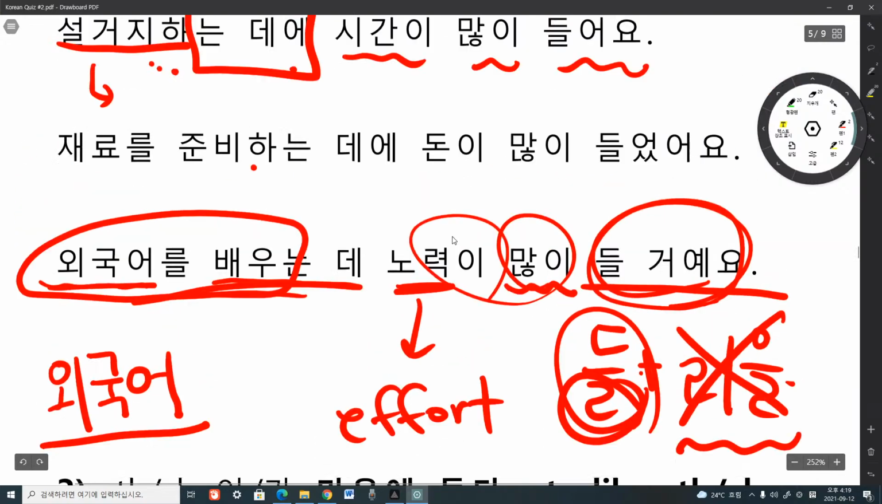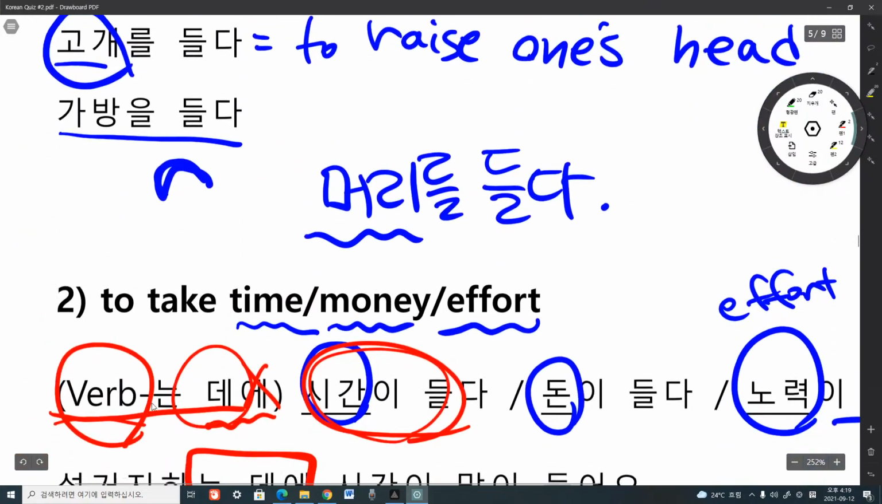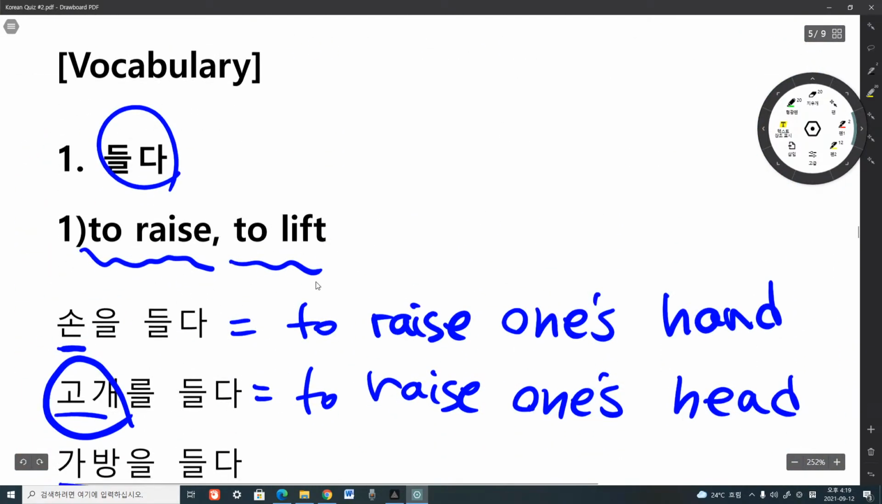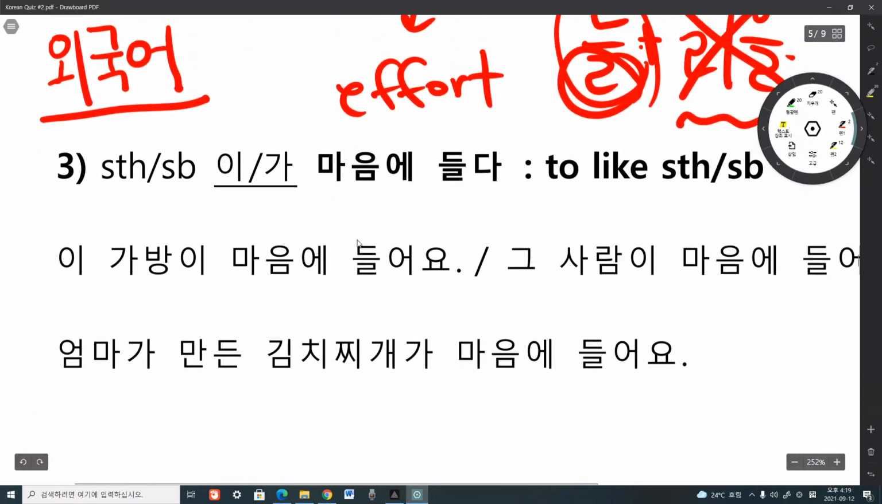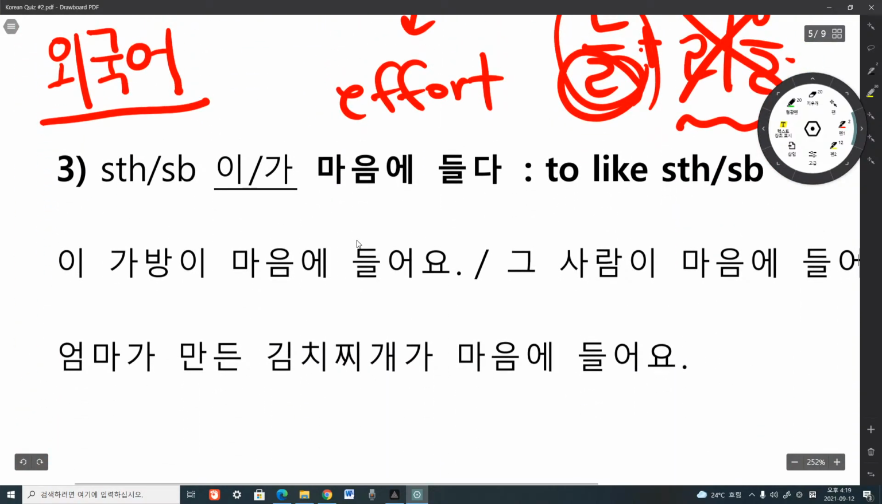다음에 so 들다 has those two basic meanings, to take time or to raise, to lift. And it can also be used in various expressions. 맙소사. 네, 진짜 맙소사예요. 진짜 OMG예요. 그래도 if you understand how this word makes sense, it really wouldn't be that difficult to remember these words. So don't worry too much, guys.